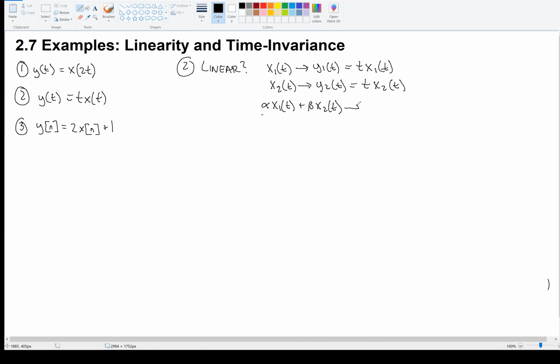Okay, so what do I get when I plug this in? According to our system, this system takes the input and just multiplies it by whatever time it is. So here's the input, and I'm going to multiply that by whatever time it is. So this is what the system is doing.